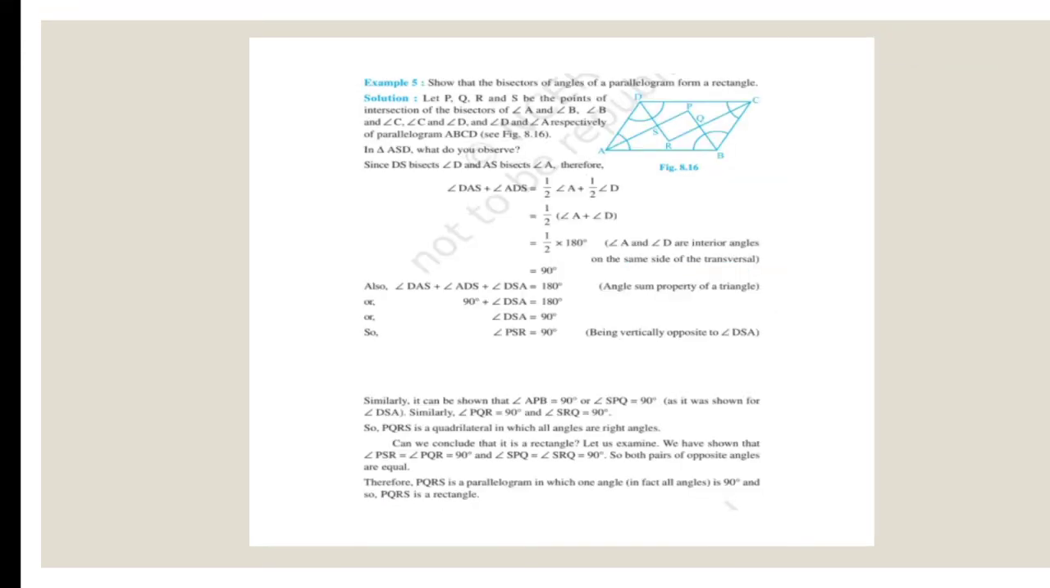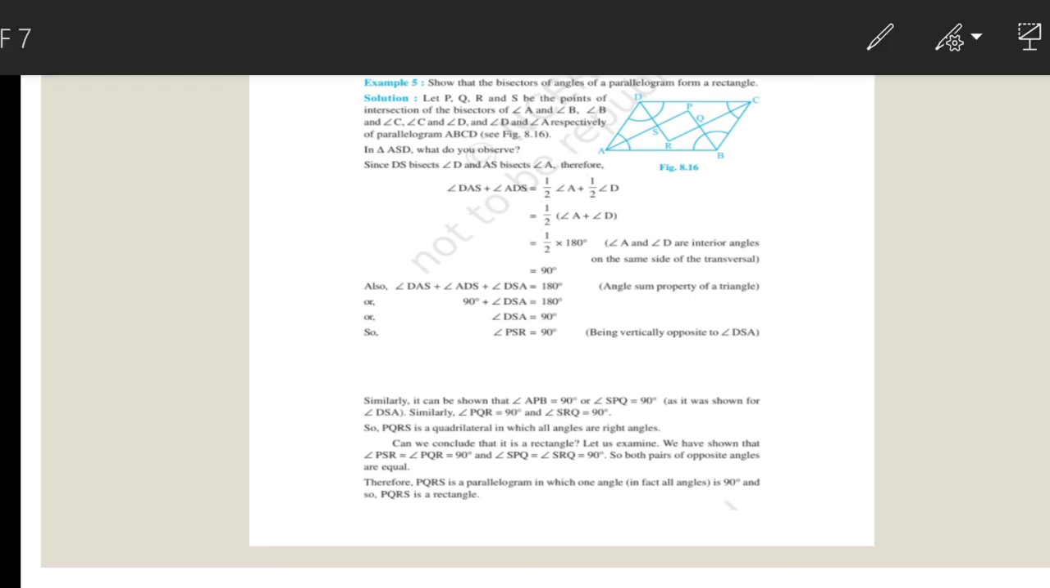Now the last sum of this video is sum number 5. Show that the bisectors of the angles of a parallelogram form a rectangle. That means you have to show the inside quadrilateral PQRS as a rectangle of the parallelogram ABCD, which is a parallelogram. So let's move on with the solution.